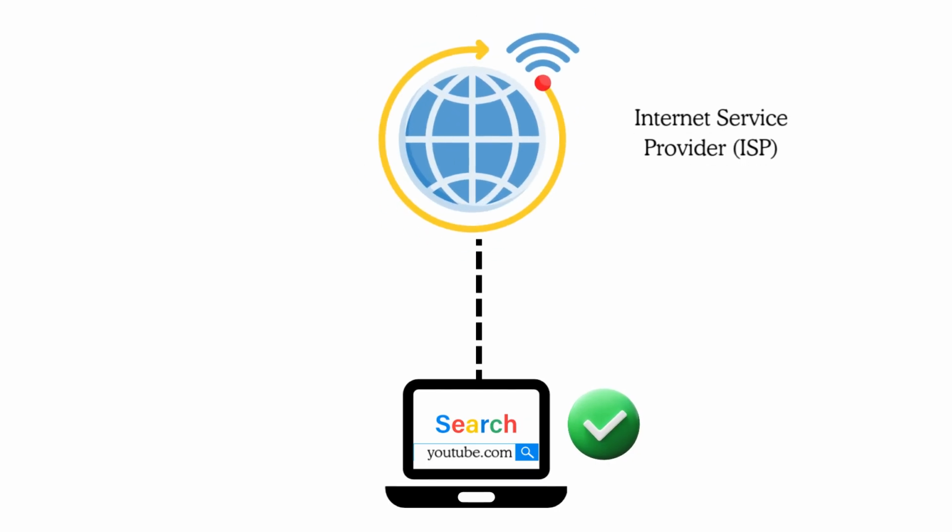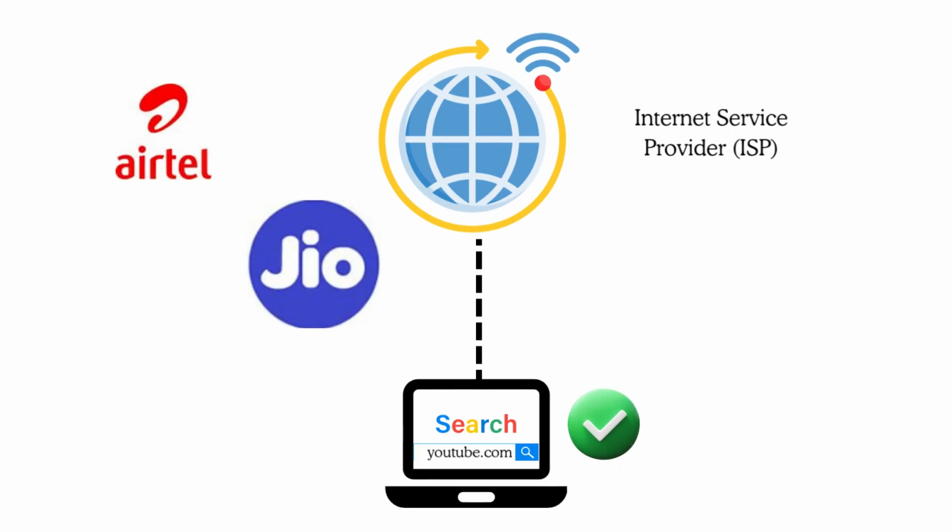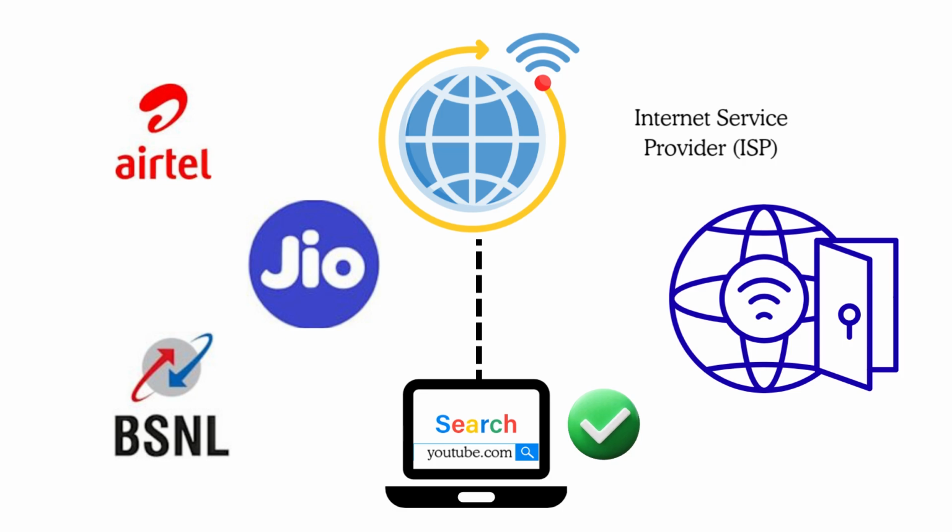Now that the browser has found the address, it begins its journey to reach that location. The first stop on this journey is your ISP, Internet Service Provider. Companies like Airtel, Jio, ACT, and BSNL are the gateways that carry your data to the rest of the world.